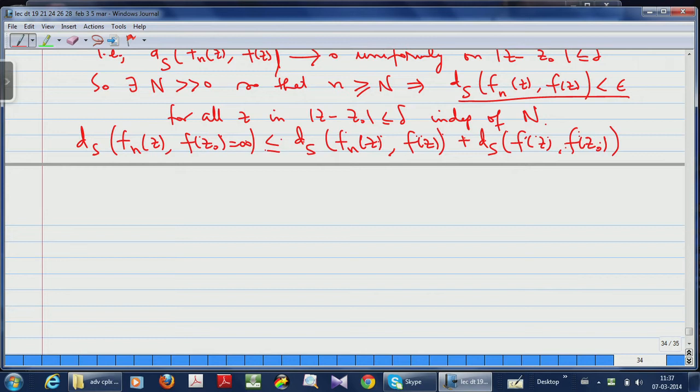Now if you do this, the d_S(fₙ(z), f(z)) is certainly less than epsilon as I have underlined above. So I will get an epsilon, plus d_S(f(z), f(z₀)) is also less than epsilon. That is because of continuity of f at z₀. So I will get epsilon plus epsilon, which is 2 epsilon. This is for n greater than or equal to capital N.